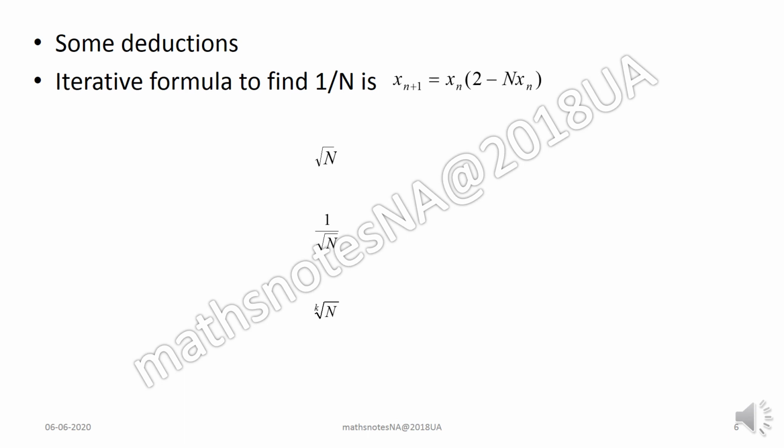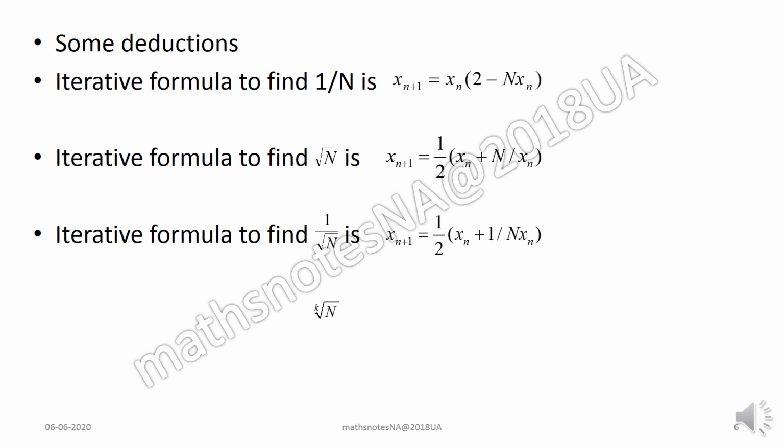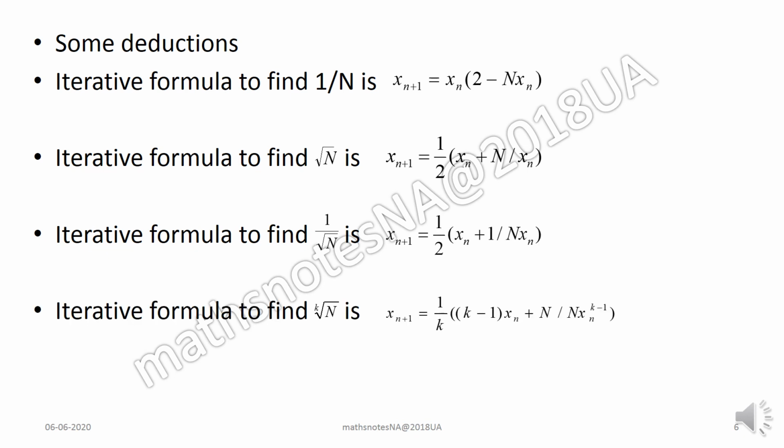This is for 1 upon N. For under root N, this is the formula. For 1 upon root N, this is the formula, and for kth root of N, this is the formula. So these are the formulas which are the deductions from the Newton-Raphson method. Thank you.